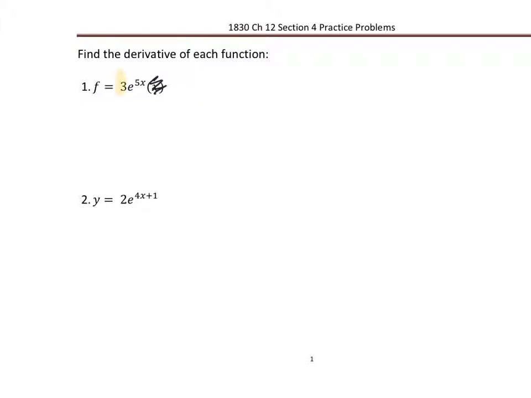that 3 is actually a coefficient or a multiplier. And because it's a coefficient or a multiplier, it's just going to kind of hitchhike along with the rest of the function when we do the derivative. So the actual derivative part for the exponential part is e to the 5x. And the derivative of any power of e is f prime of x would be also e to that same power. So this would be e to the 5x.